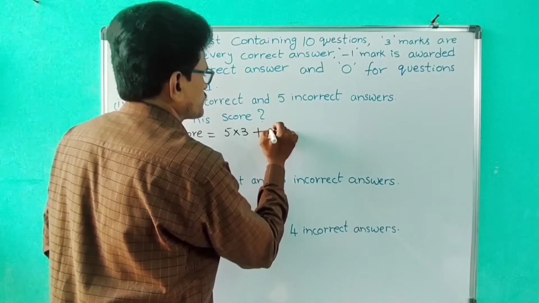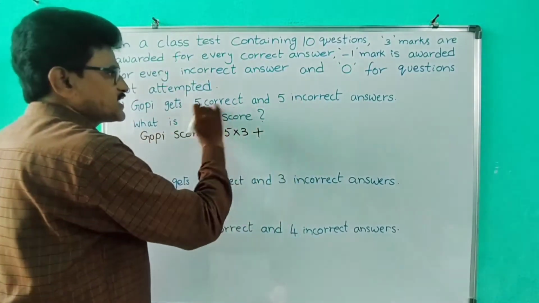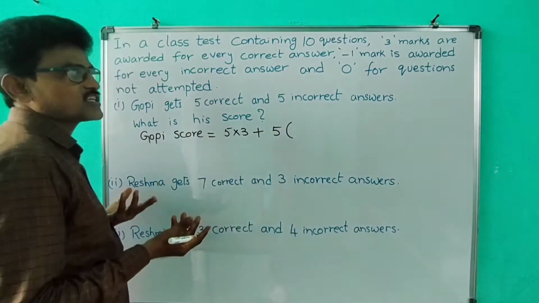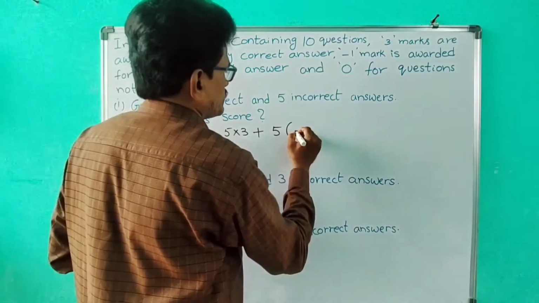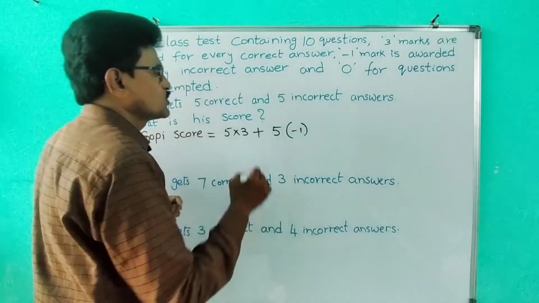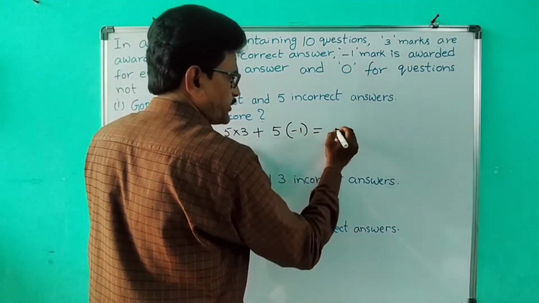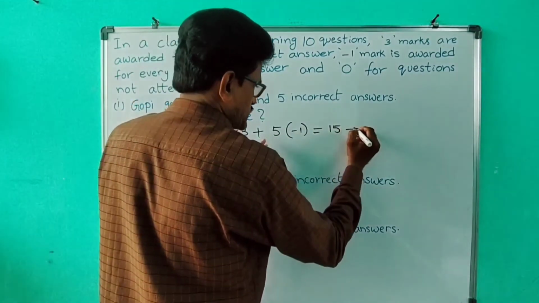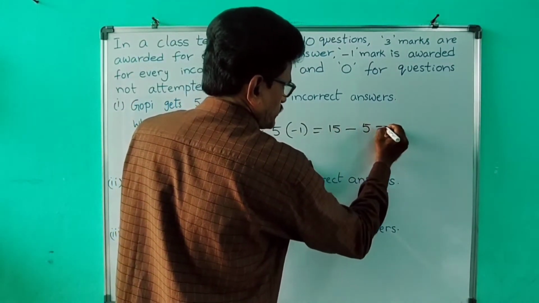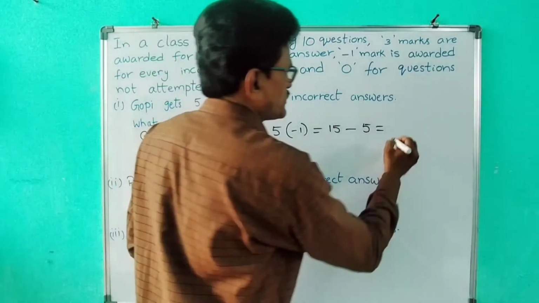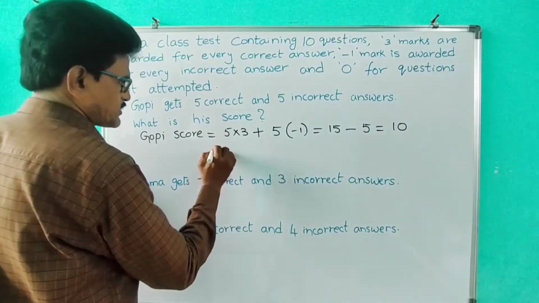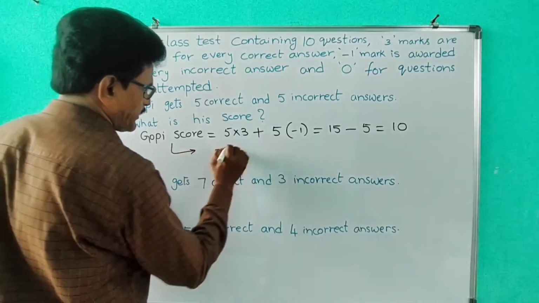Now plus, how many incorrect answers? 5 incorrect answers, 5 into, incorrect answer means minus 1 mark. They are giving minus 1 mark. So how much is this score? 5 into 3 is 15. So here you see plus into minus is minus. 5 into 1 is 5. 15 minus 5 means 10. So Gopi's score is how much? 10 marks.